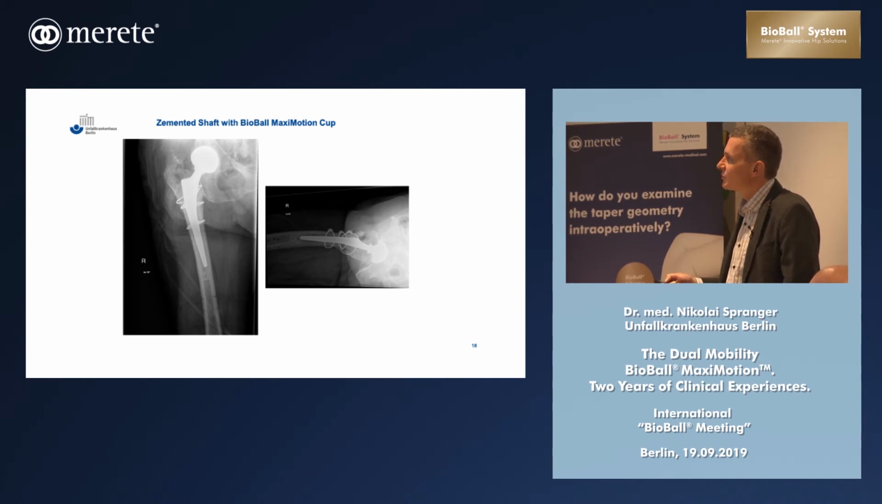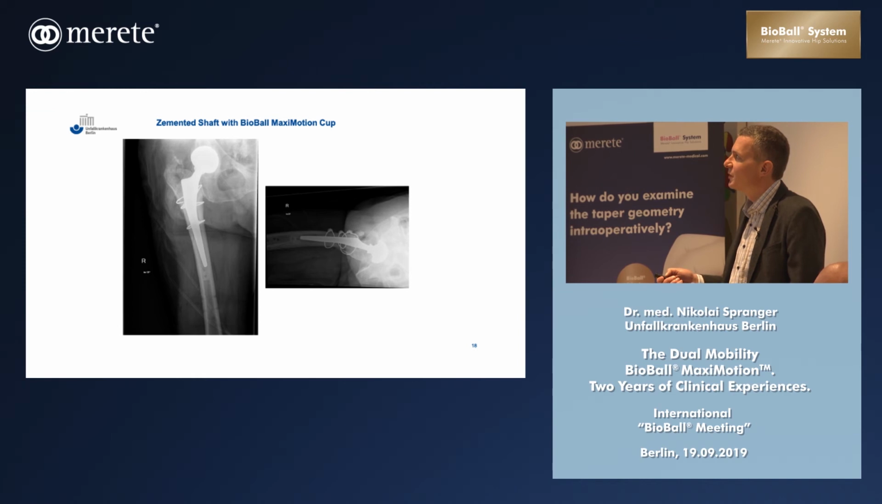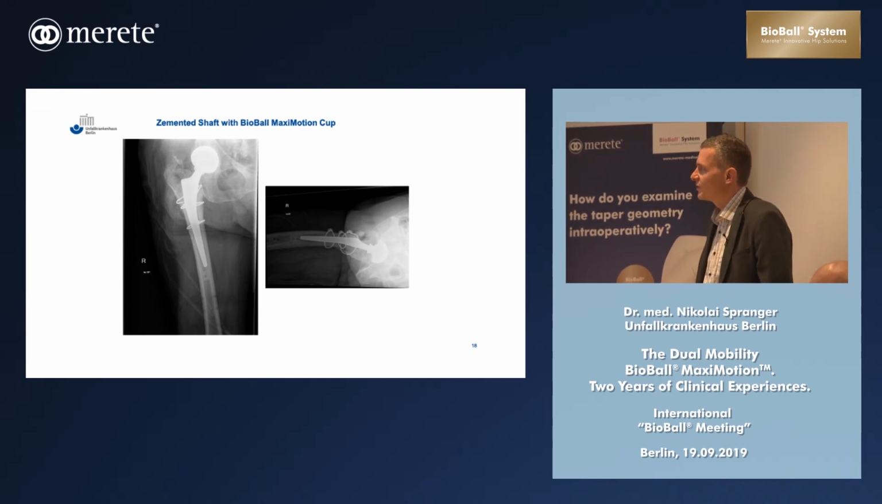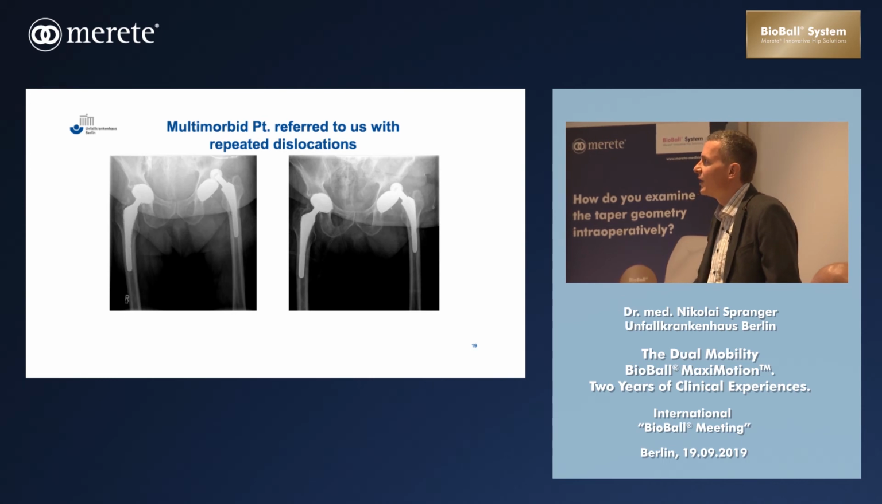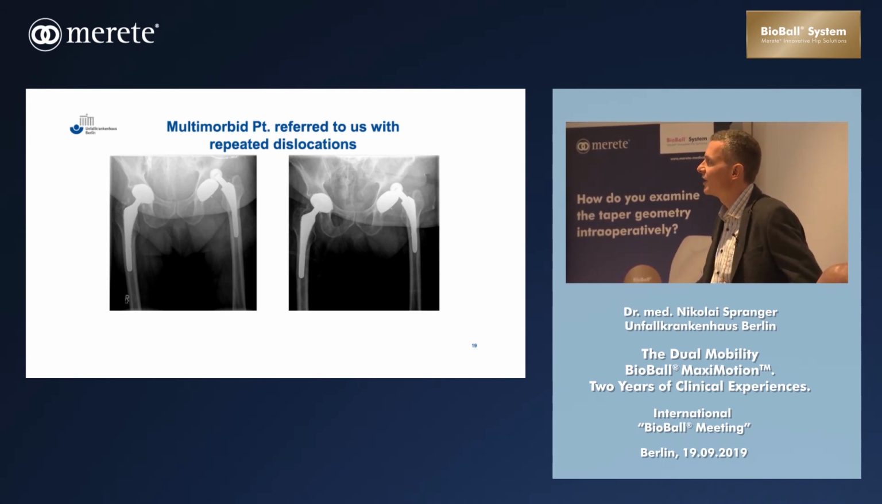But in these trauma cases, it is really useful to use the MaxiMotion device just to be sure that there will be no dislocations in the future. And as I told you, usually you don't have more than 1 or 2 attempts to have a good solution for these very old and very sick patients. You should use a solution that is very secure. So I think this is one option, especially for the geriatric patients, to have a final solution with no dislocation anymore.